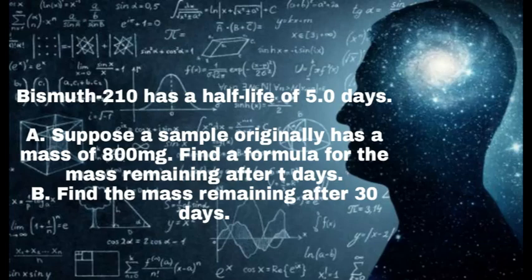Bismuth-210 has a half-life of 5.0 days. A. Suppose a sample originally has a mass of 800 milligrams. Find a formula for the mass remaining after t days. B. Find the mass remaining after 30 days.